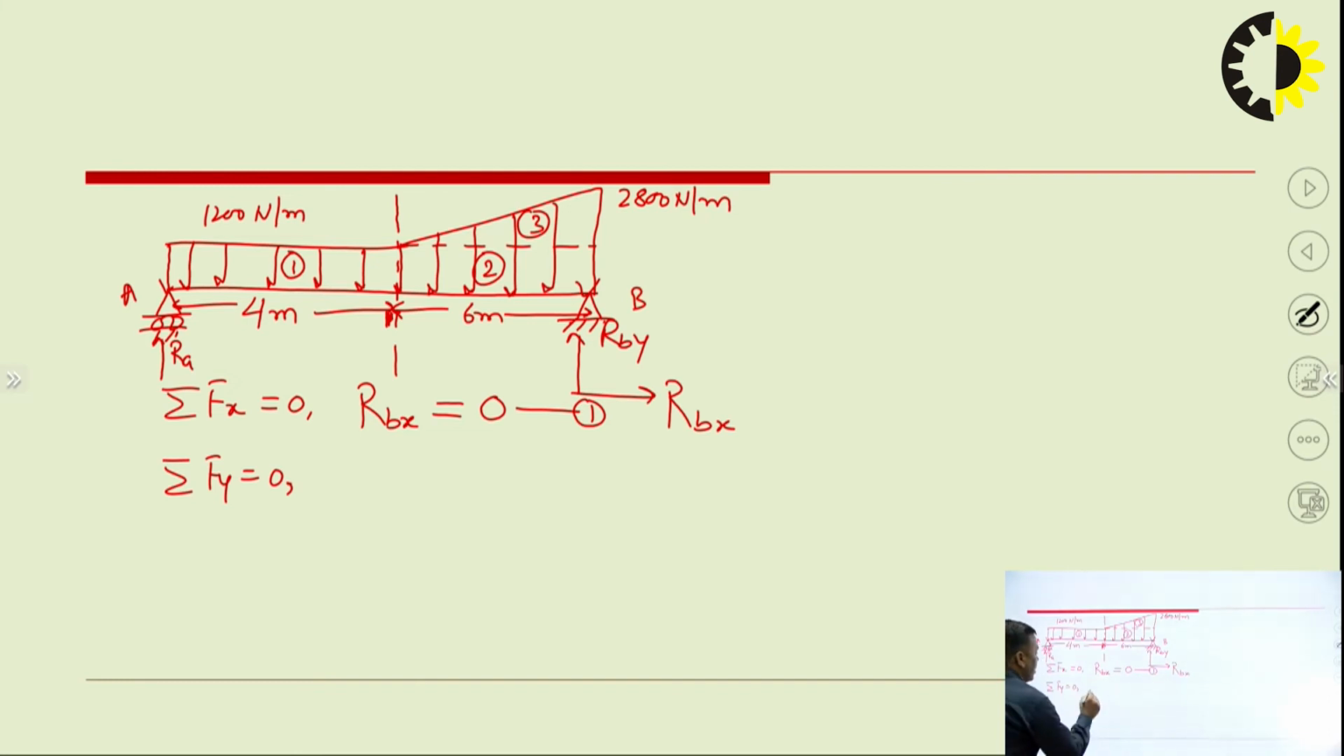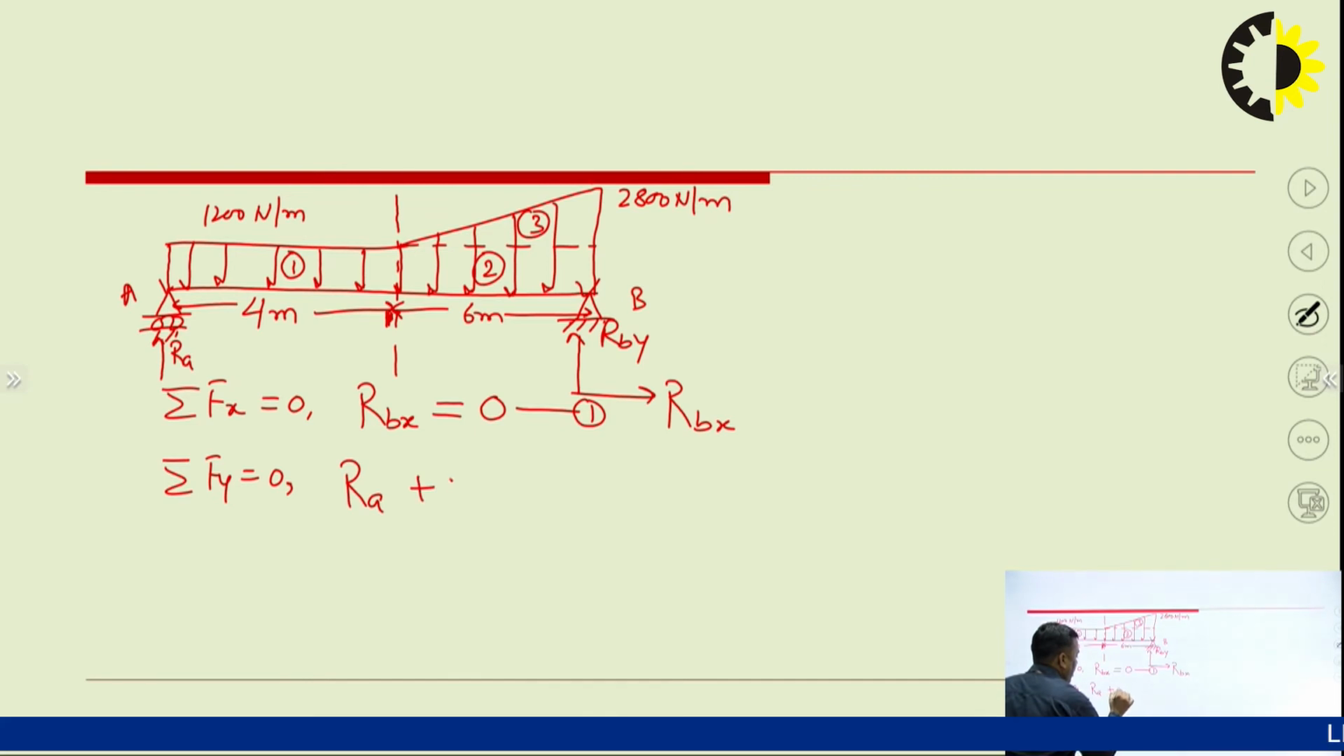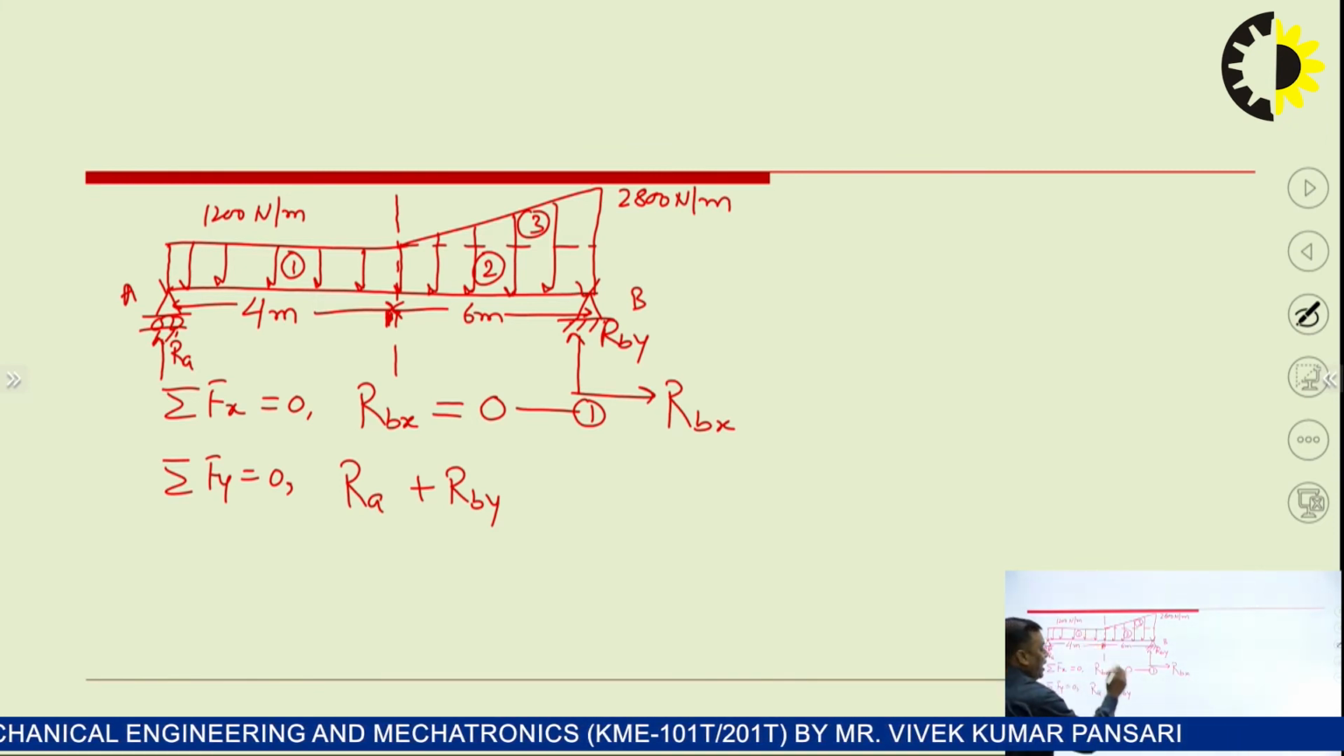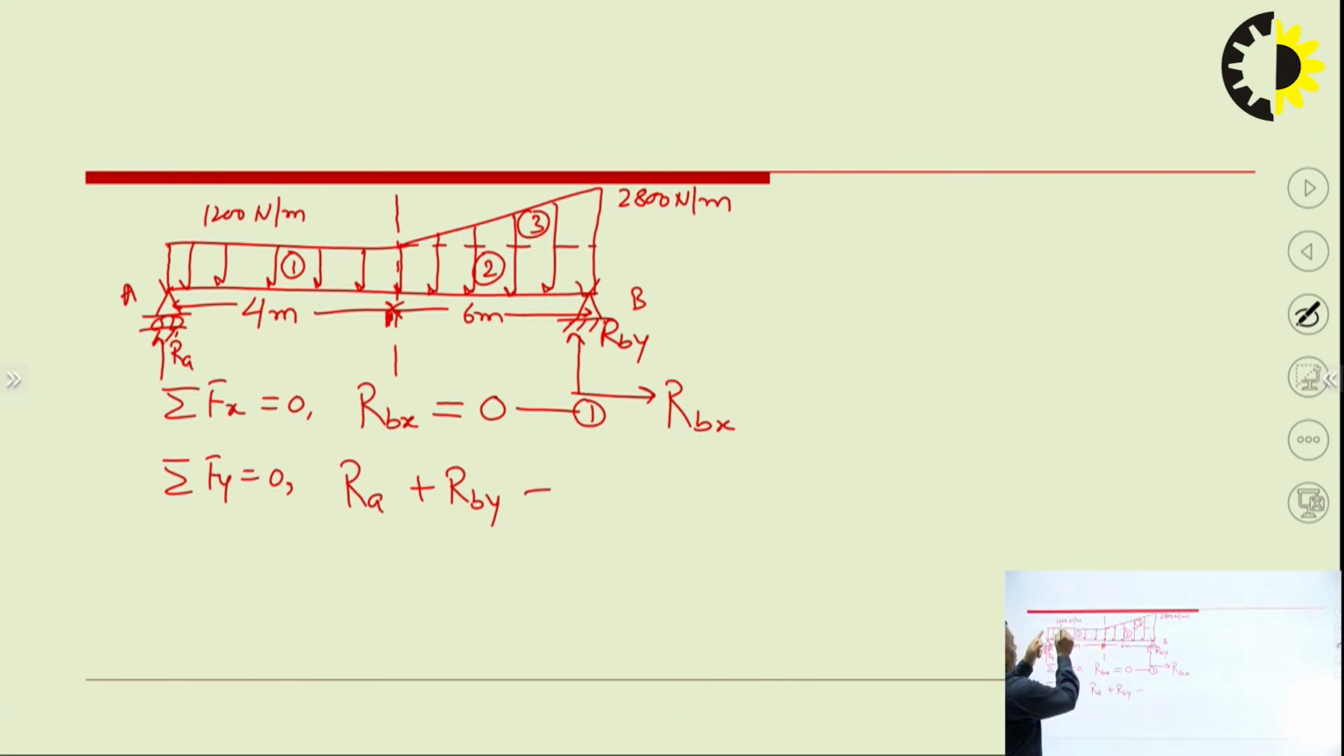How many? RA vertically upward, RBY vertically upward, we take both positive. Then first the UDL I am considering. What is the intensity of the UDL? 1200 Newton per meter. Over how much length is it spread? 4 meter. So minus 1200 into 4. Am I correct?